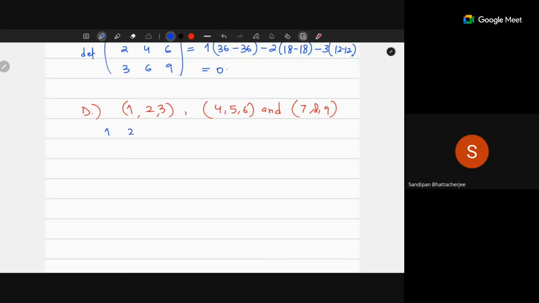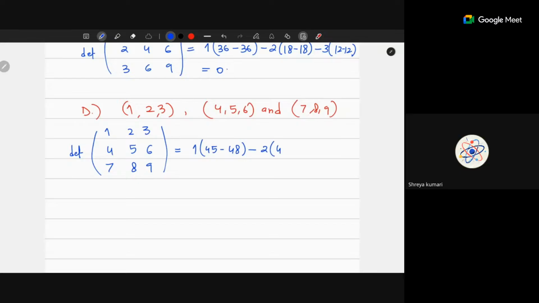What about this? Is this not a basis? Let's find out the determinant. The third vector is a linear combination of the second and first, 2 times vector 2 minus 1 times vector 1. We are getting the answer with that.